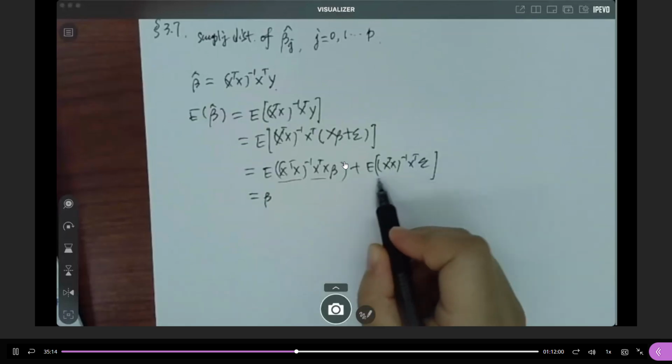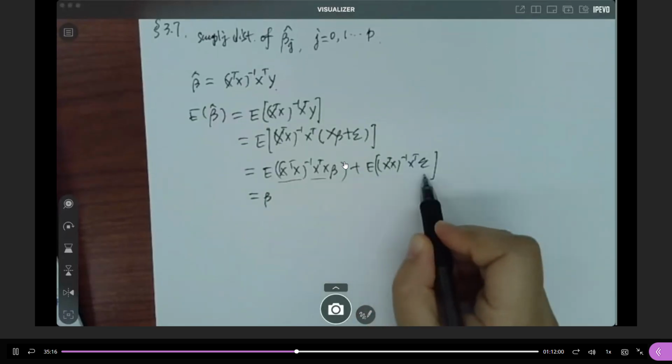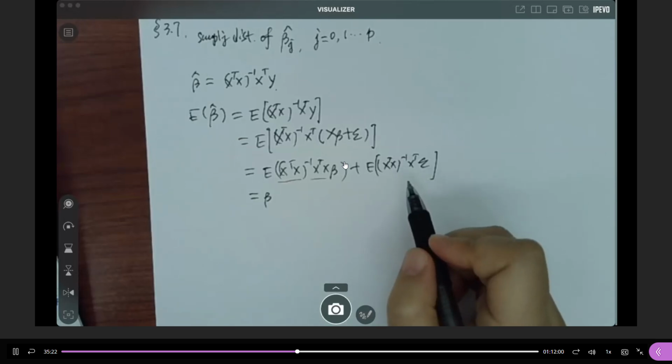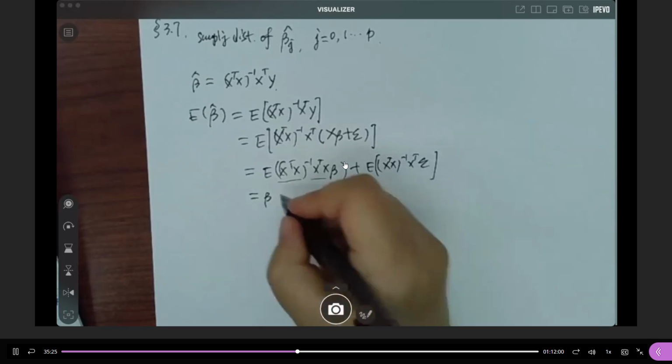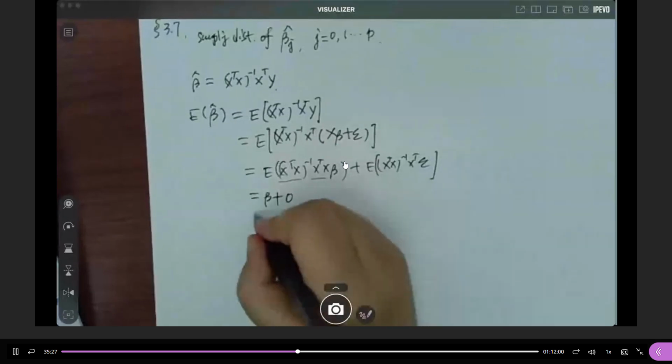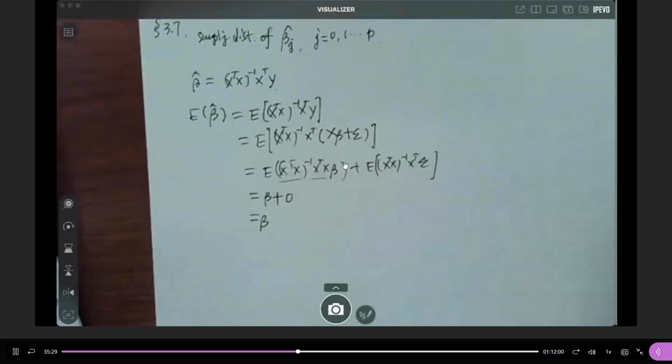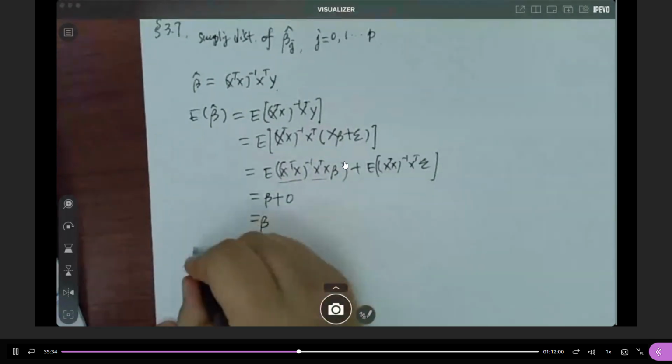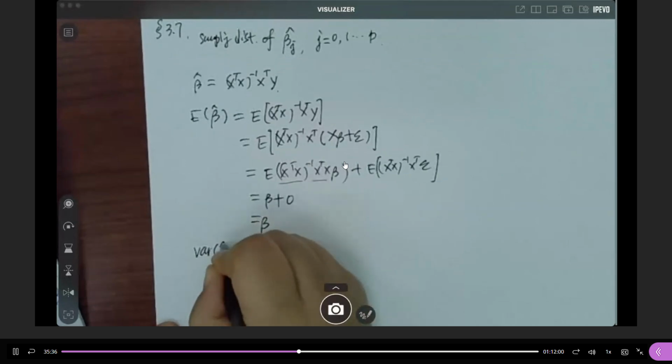It's a vector. But for the second part here, X is considered constant. You basically have a constant multiplied by E of epsilon. E of epsilon, each element of the vector is 0, so together it's still a 0 vector. So it still gives you beta. All right, so this is the expectation.